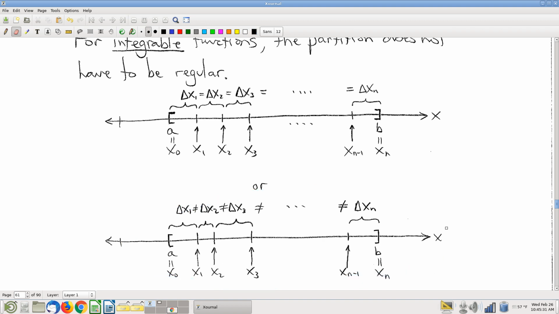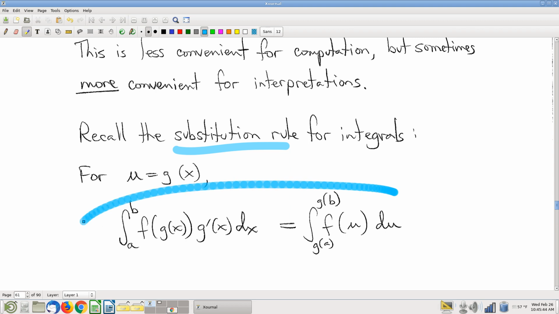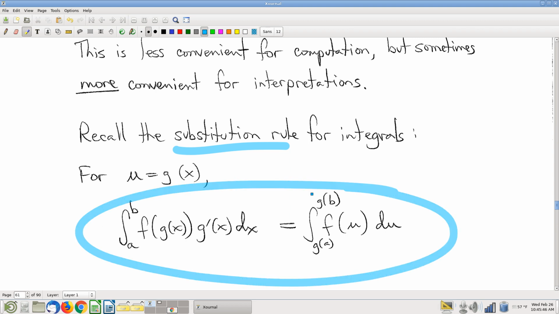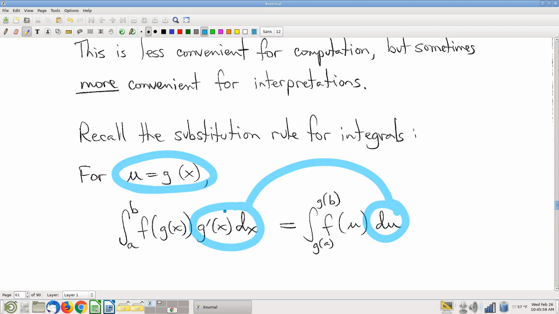Doesn't matter. Okay, here's another reminder I've got to throw at you to lay some groundwork, create a context. Y'all remember the substitution rule, I hope. There it is, again, Calc 1, Calc 2, depends on the class. And the idea is if you write down u equals g of x, then you do a little algebra, du equals g prime dx, and off you go, plug and chug.